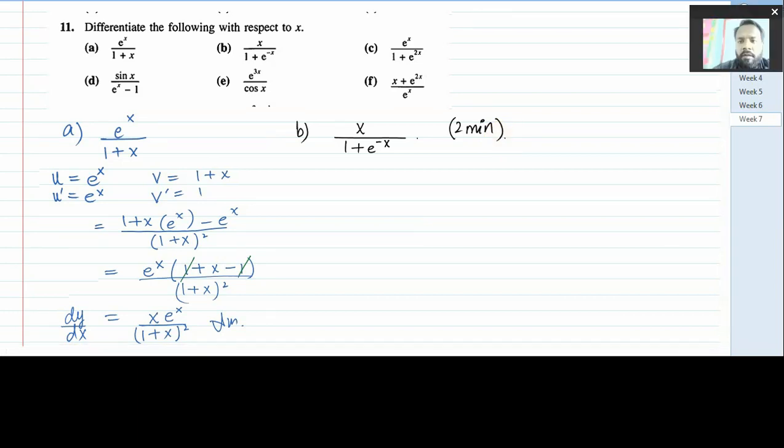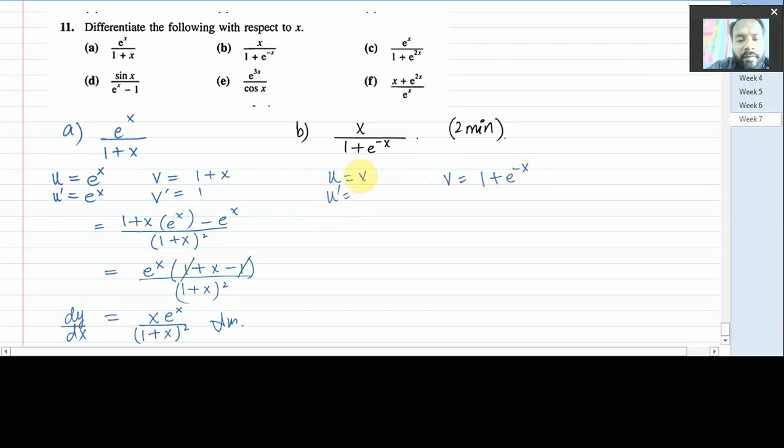Alright, so firstly, like the same question, first we need to assign u and v here. So u is x and v is 1 plus e to the power minus x. u dash, the derivative of x, is 1, and v dash, the derivative of e to the power minus x, is e to the power minus x, and the derivative of the power will be minus 1.